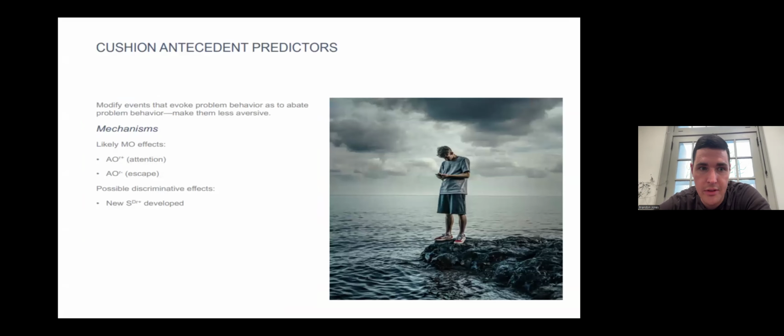Cushion antecedent predictors. This would modify events that evoke problem behavior so as to abate problem behavior and make them less aversive. Likely motivating effects: it could abolish the need for positive reinforcement from staff in terms of providing them with attention, or it could abolish the need to escape anything. And possible discriminative effects: an SD for positive reinforcement could be developed.